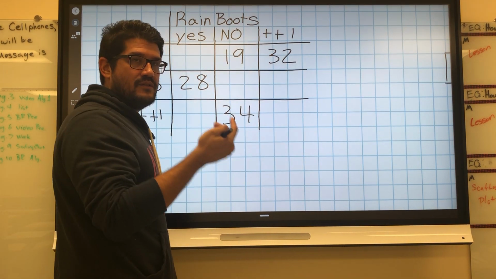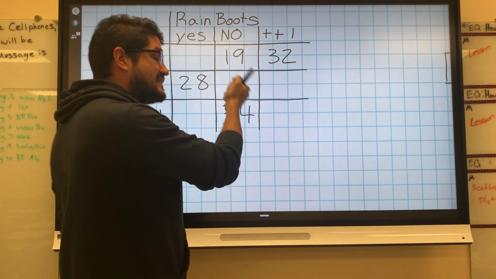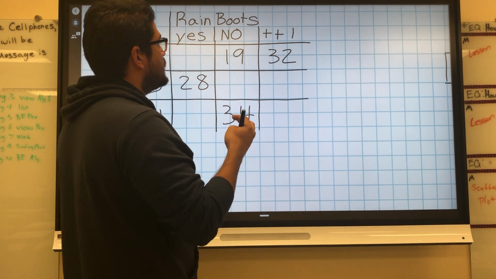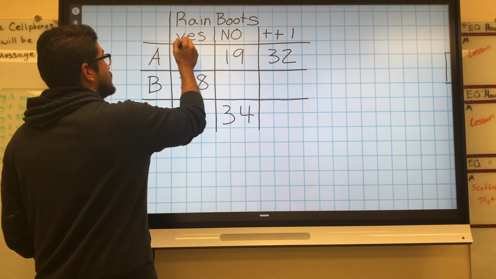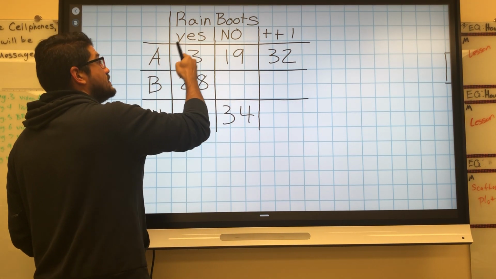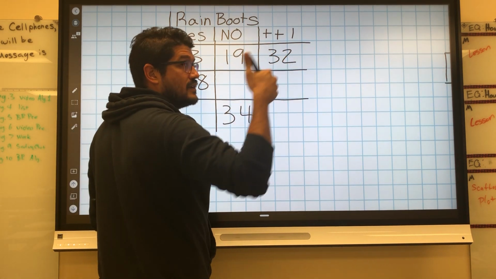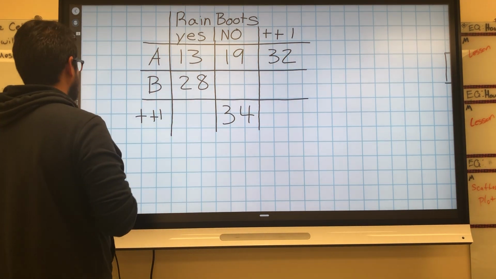How would you even figure that out? You'd subtract 19 from 32. So if you do that, you're gonna get 13. So 13 goes here. How do I check? 13 plus 19 equals 32. That's correct. So now I know 13 goes there.